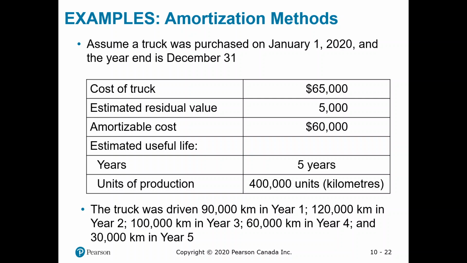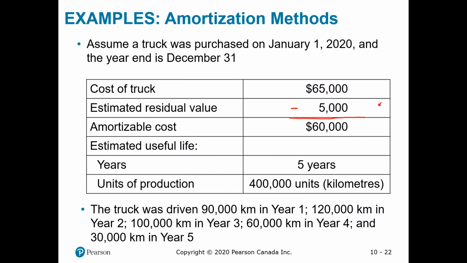All right, so here you can see an example, and we're going to use this information for all three methods. So we're going to look at this truck and amortize it under the three different methods. So we're assuming a truck was purchased on January 1st, 2020, and the year end of the business is December 31st. The truck had a cost of $65,000. The estimated residual value is $5,000. And this is just calculating the amortizable cost. So cost minus estimated residual value equals that amortizable cost of $60,000.